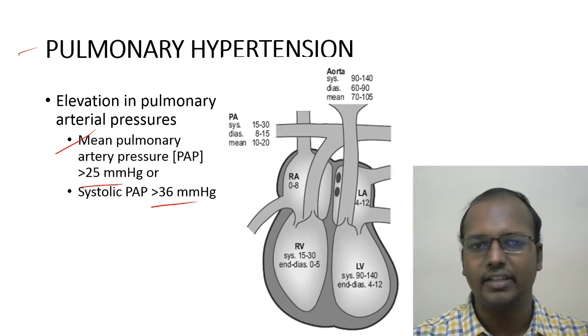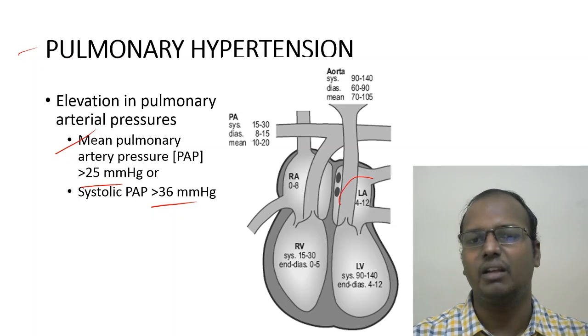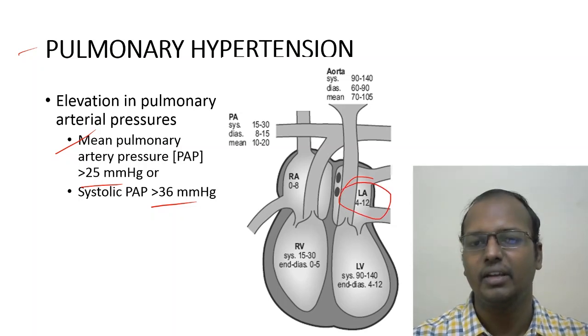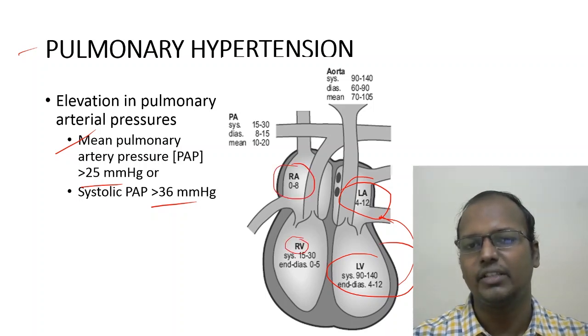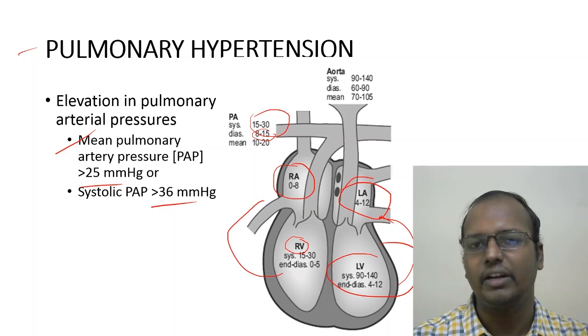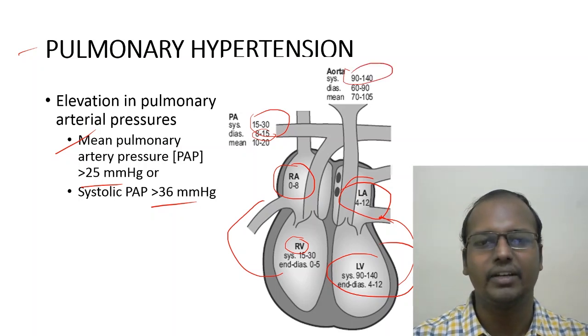Before going further, I would like to highlight the normal pressures. The normal left atrial pressure is 4 to 12 millimeters of mercury. Left ventricle is 90 to 140 systolic. Diastolic is the same as the LA, that is 4 to 12. Normal RA pressure is 0 to 8 and RV pressure is 15 to 30. End diastolic is the same as RA pressure. Pulmonary artery pressure is 15 to 30, with the RV systolic pressure being the same as the pulmonary artery systolic pressure. Diastolic is 8 to 15. Aortic pressure is the normal blood pressure, 130 over 80.